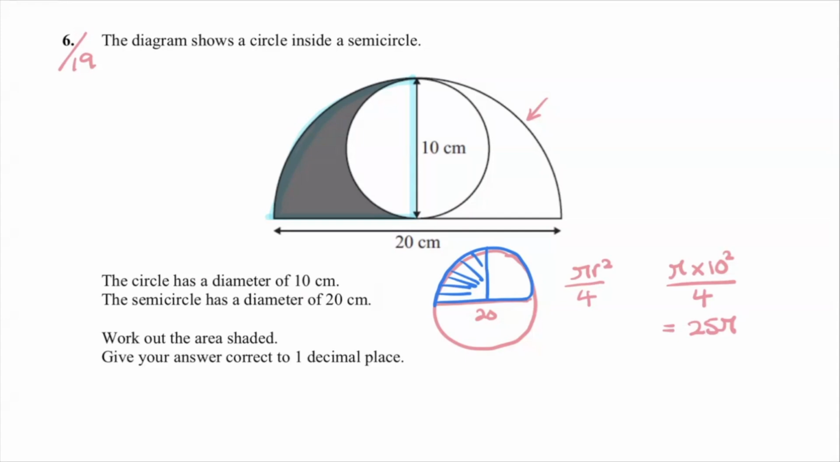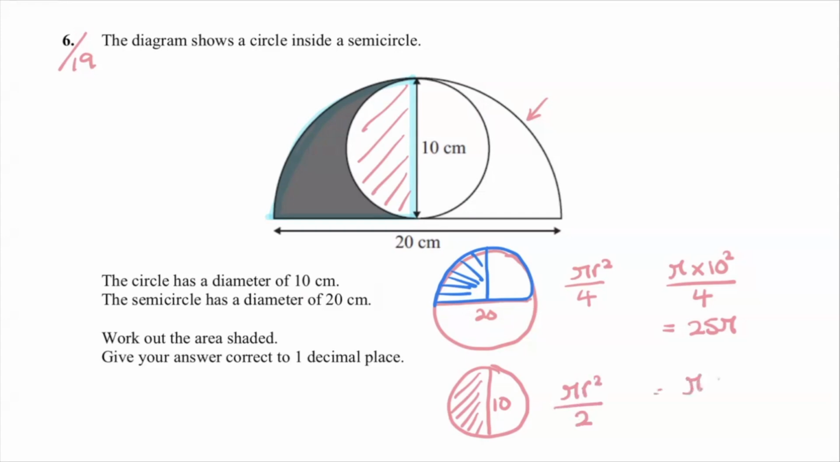Now I'm going to look at the circle. So I've got the circle, which has a diameter of 10, and I want all half. I want all of that section. So that is going to be pi r squared divided by 2. Now remember to use your radius, and that gives us 12.5 pi.